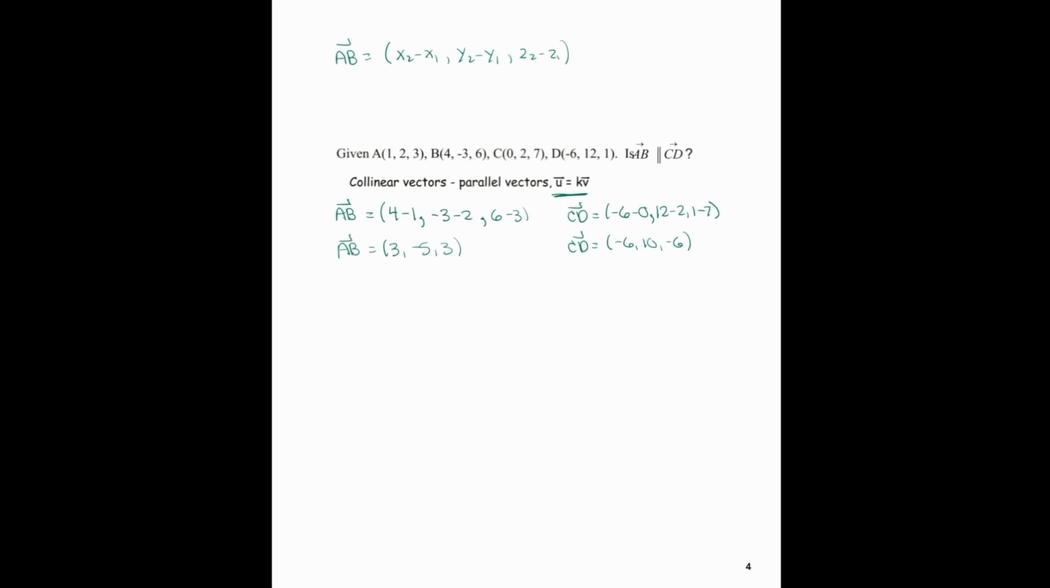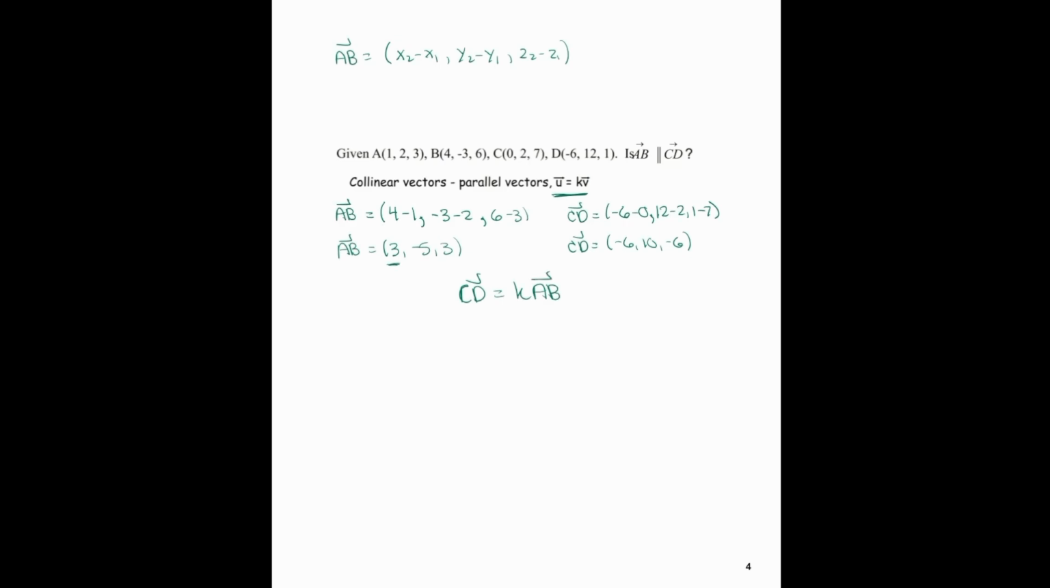Okay, so if AB is parallel to CD, then CD must be a scalar multiple of AB, and we need to now figure out what is that scalar multiple. Well, we're just going to really take a look at it. So we could say, is CD some multiple k of AB? And let's take a look and see.